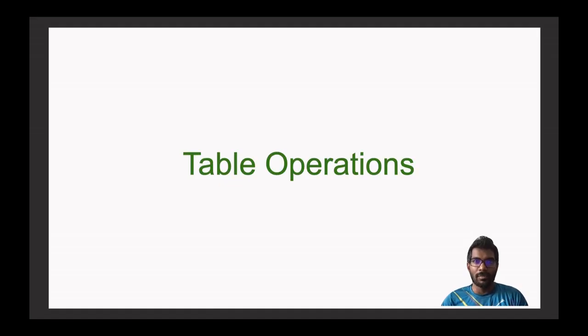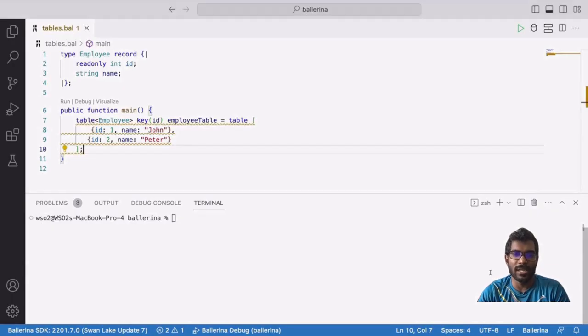Now let's discuss some table operations in Ballerina. Once the tables are constructed, you can look up the records using the key. It is just like you would do with a map. So let's see how to do it.